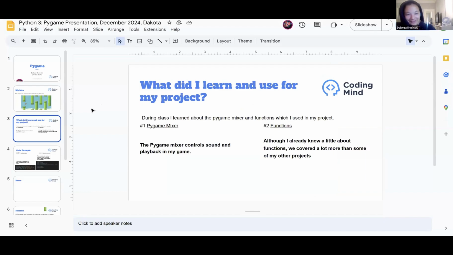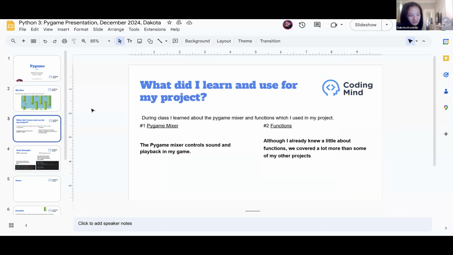Hi, I'm Dakota, and this project we did for Pie Game was inspired by the original Flappy Bird game. Some things I learned from this project were the Pie Game mixer and functions. The Pie Game mixer controls sound aspects and playback. We use this in our game to create a soundtrack loop. And then the second thing is functions.